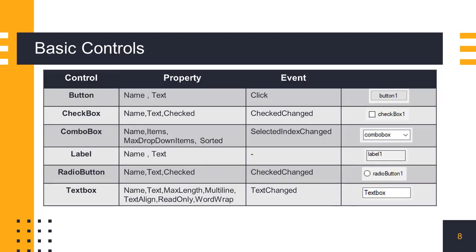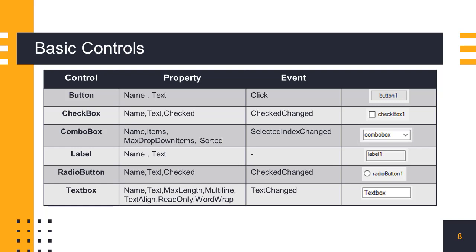Now here we have a list of basic controls with their important properties which we need to set at design time or runtime to display or accept data to the user. These controls interact with the user via events, which are listed in the events column. We will study events and their handlers in an upcoming session.